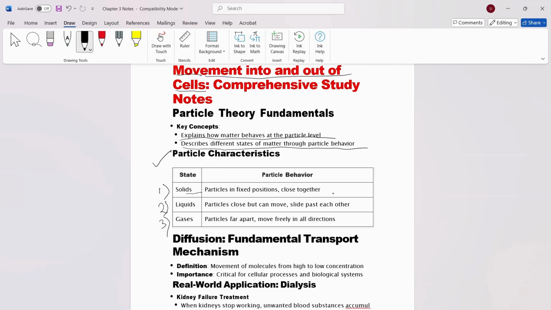Solids, what is their behavior? They are fixed in their position and they are close together. Liquids, particles close but can move, slide past each other. So, they are close but not as close as the solids are. And then the third is gases, particles far apart, move freely in all directions.